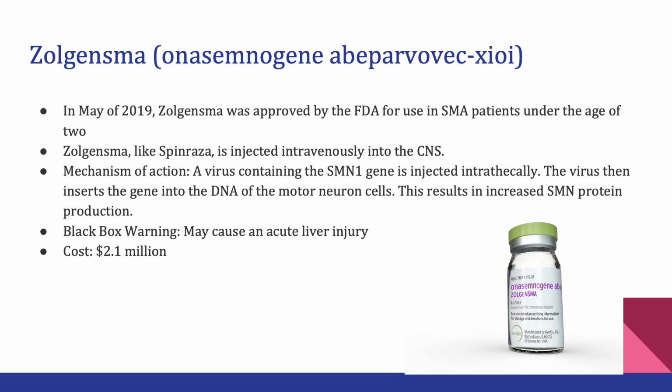So, in a one-time IV infusion, a non-replicating virus containing the human SMN1 gene is administered. This virus then crosses the blood-brain barrier and transfers the SMN1 gene into the nucleus of motor neurons. The end result here is that the virus effectively adds the missing gene into the patient's genetic code, and the body can then make large amounts of SMN protein on its own.